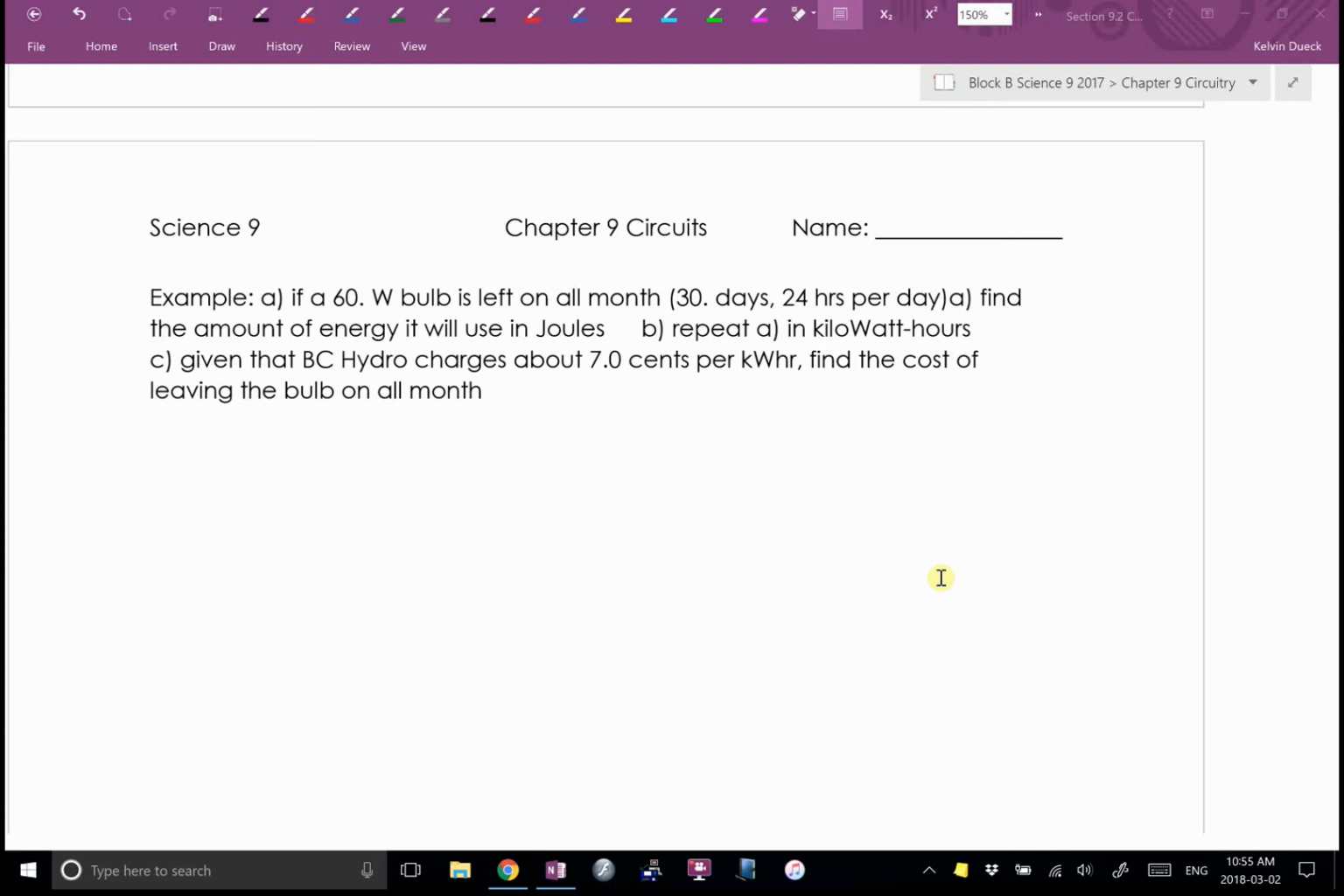Okay, it says, if a 60-watt light bulb is left on all month, and let's assume this month is 30 days because months vary, 24 hours a day. What does part A want me to find, Amy? Read part A. Find the amount of what? Energy. On our formula sheet, what was energy? We had a variable for that. E. So let's write down E equals question mark. And hopefully just by writing that down, you're already targeting certain equations on your sheet.